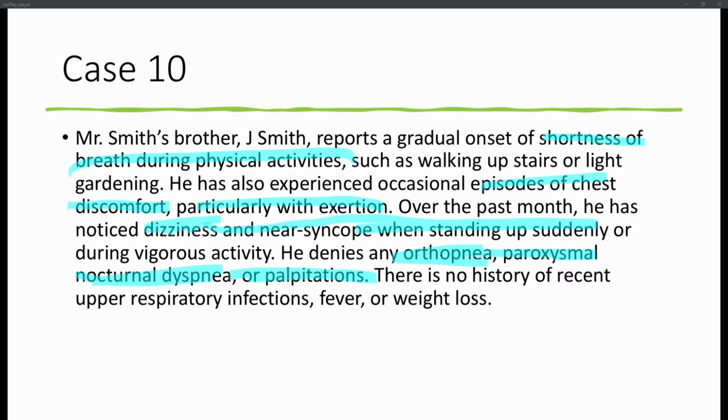So why is this mentioned? Why is that important? Because there's no viral preceding event. Based off of this scenario, what they're presenting with, what would you think, high likelihood, what are some diagnoses that it could be? Heart failure is one of them, obviously, right? What else?